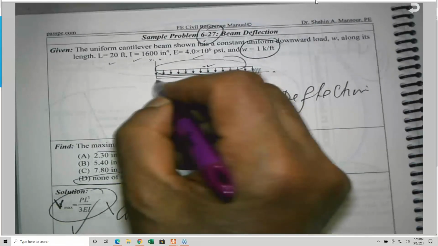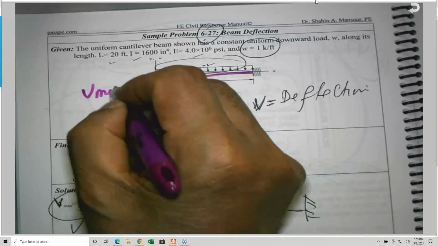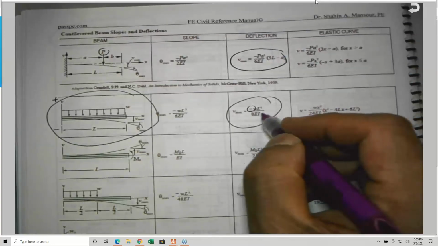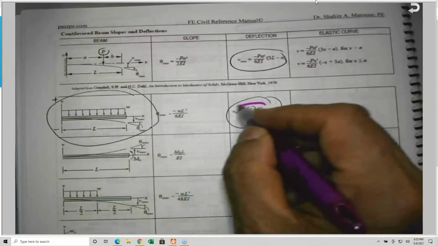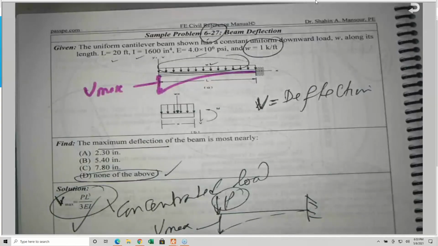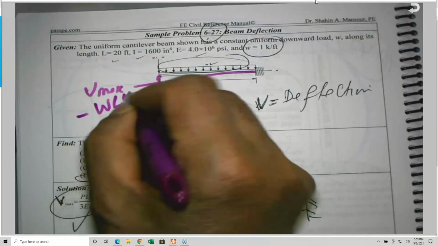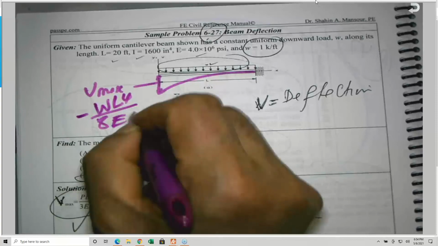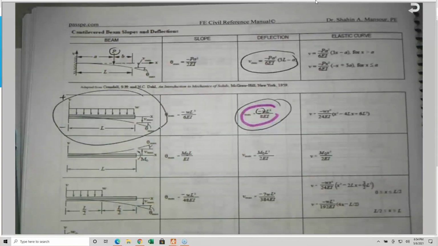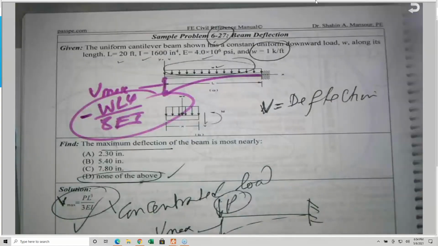And this is the maximum V, or V max. And this is given by this equation, which is negative WL to the 4th divided by 8EI. This is to the 4th power. Negative WL to the 4th divided by 8EI. Is this correct? Did I copy it correctly? Oh, yes. Okay, so this is the maximum deflection.